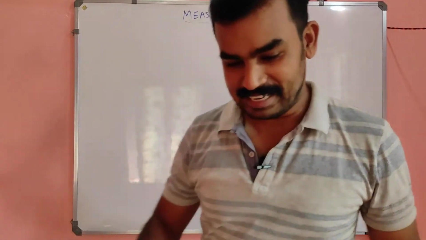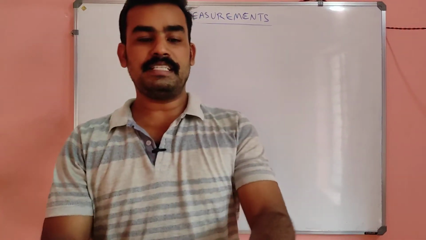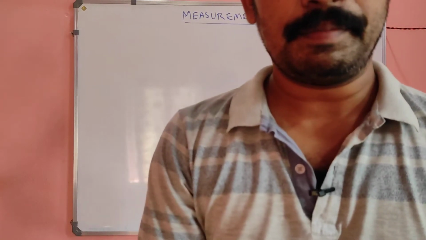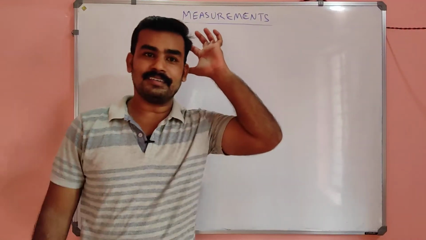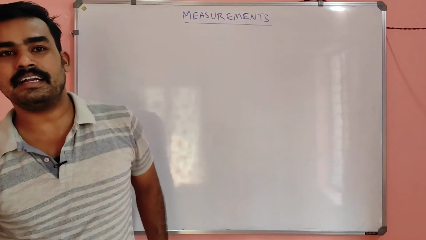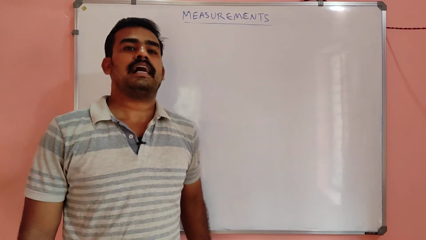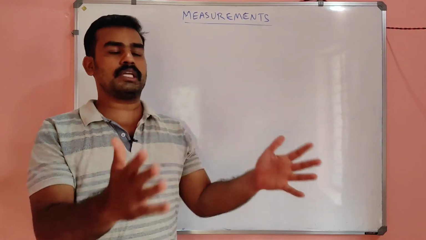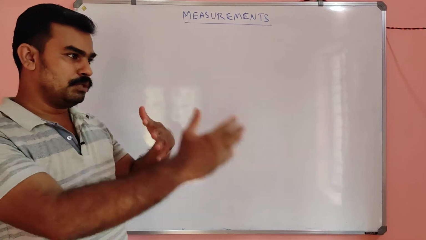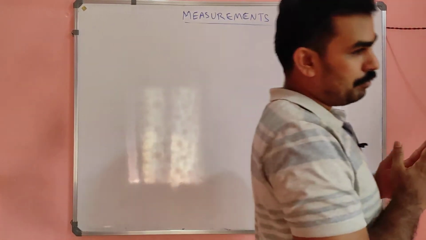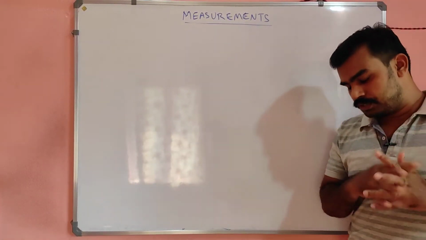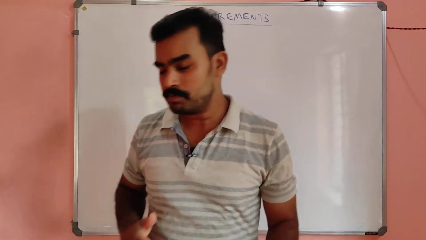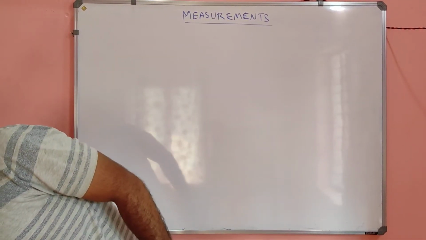So what did we study in the last class? We studied some theory regarding the MI type instrument and its scale and torque equation, and where we use MC and where we use MI type instrument, etc. Today we are going to do some important problems regarding those types of instruments.